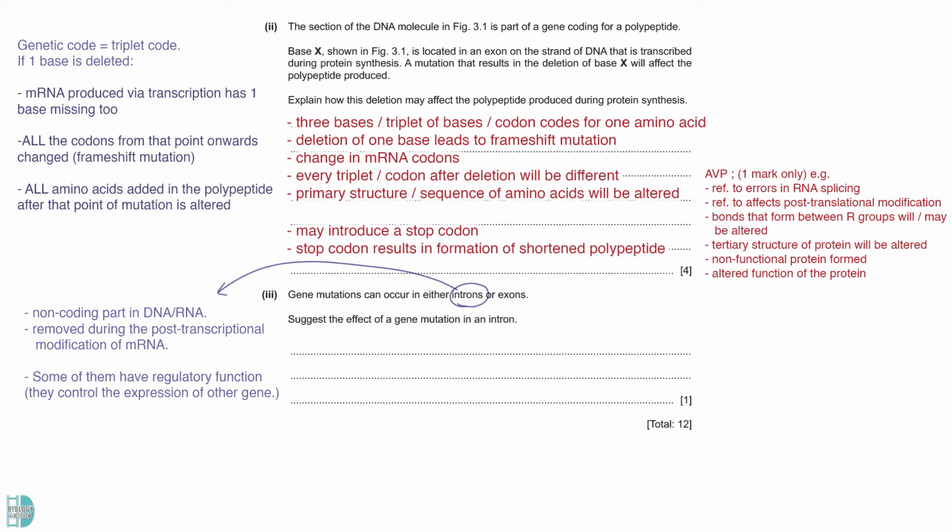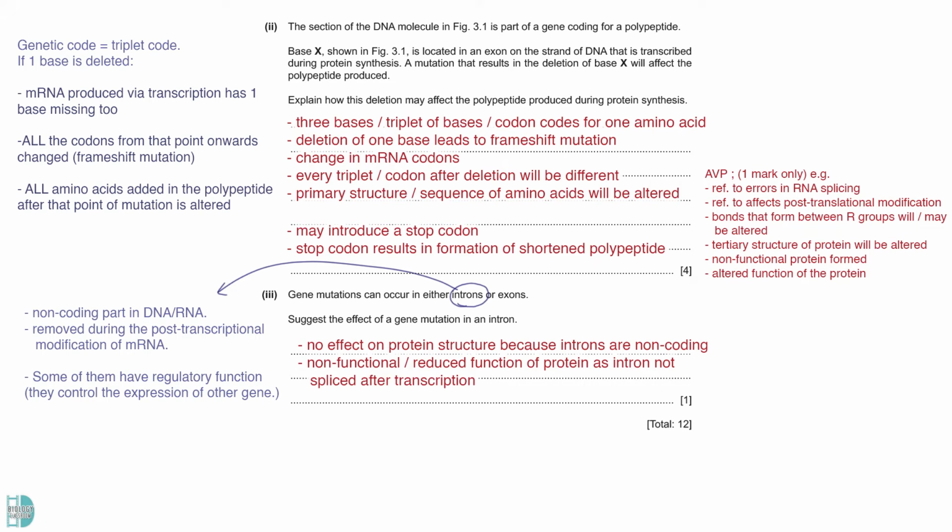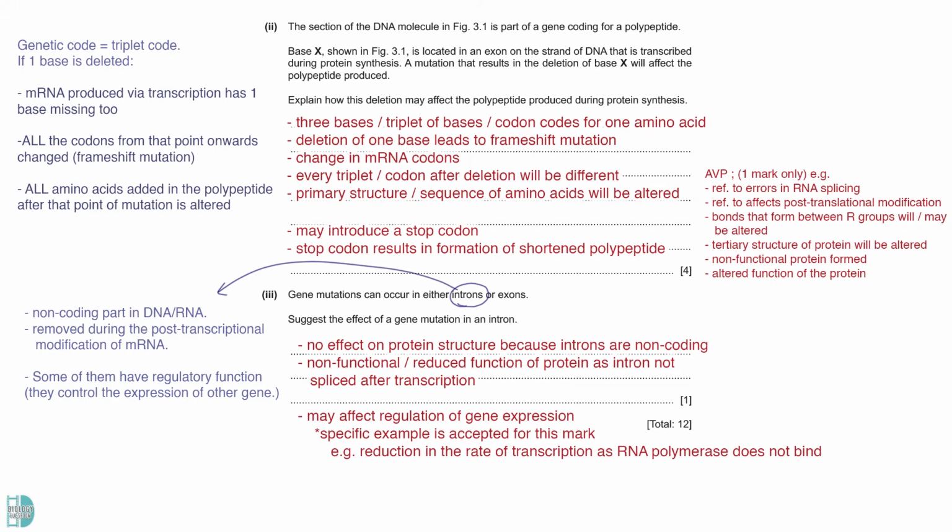So, if there's a mutation in an intron, it may have no effect on the protein structure because they are non-coding. However, they may affect RNA splicing. This may result in a non-functional or reduced function protein being produced. If this intron has a regulatory function, the mutation may affect the regulation of gene expression. You can also get this third point by giving any specific example.